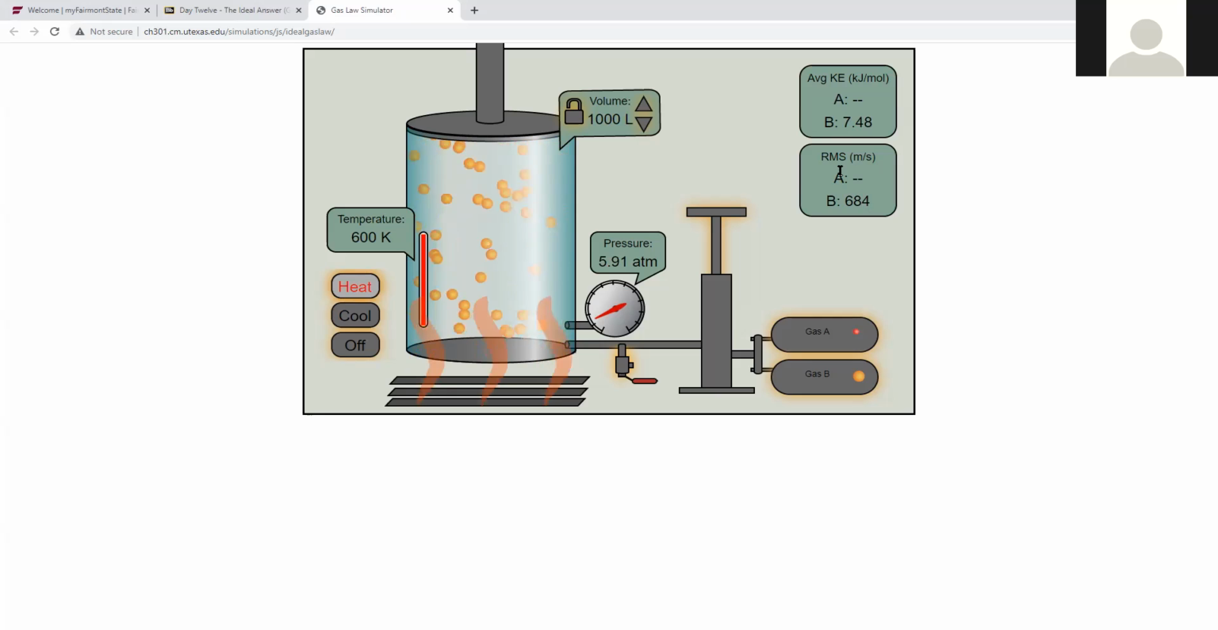Did I miss any of those? No. Okay. All right, so let's take a look at number 2, particle motion and temperature.